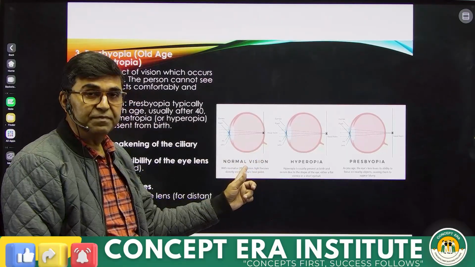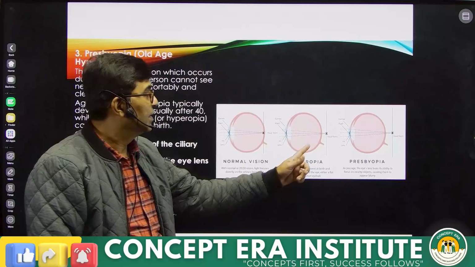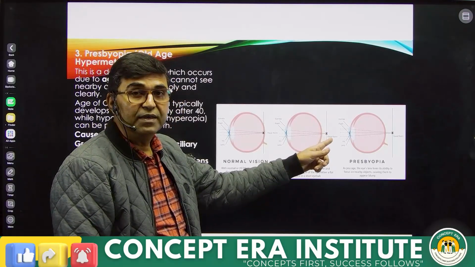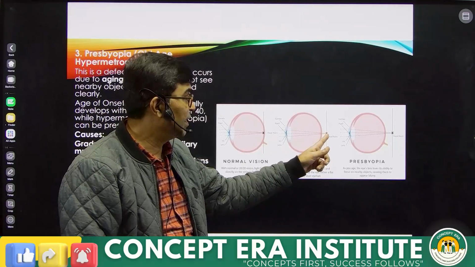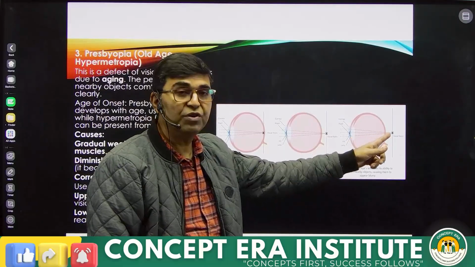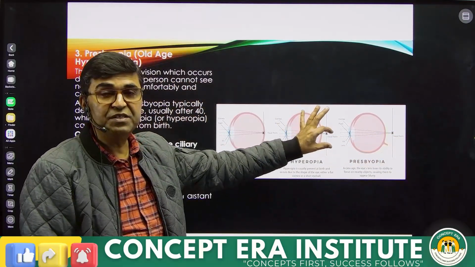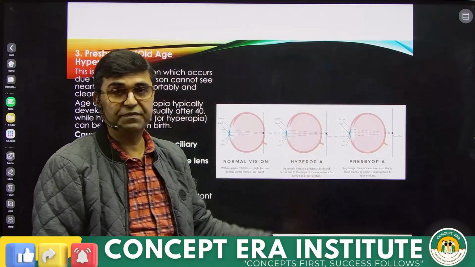Normal vision. In hyperopia or hypermetropia, the focal point, the point where the image is formed, is slightly behind the retina. But in the case of presbyopia, it goes on increasing behind. So we have to keep changing the power of the corrective lens so that the image is formed at the retina itself.